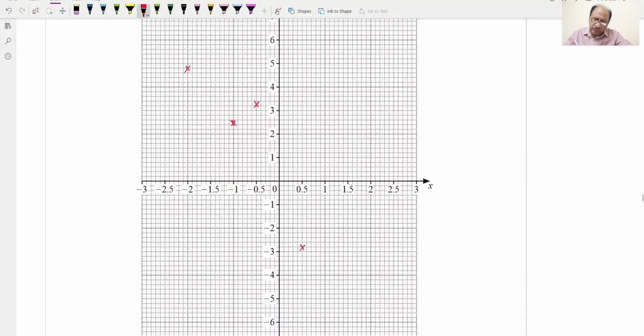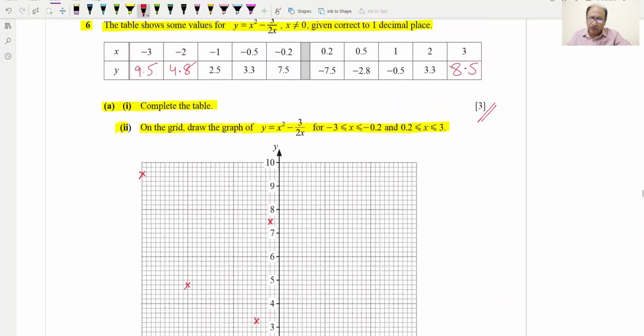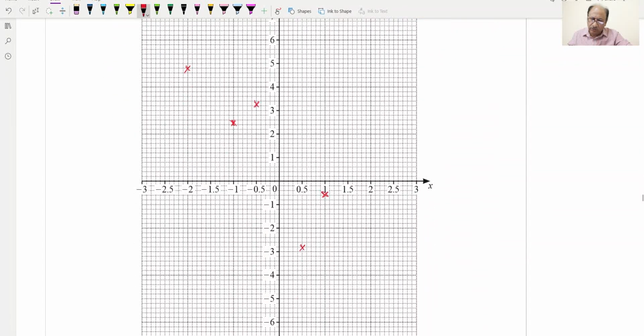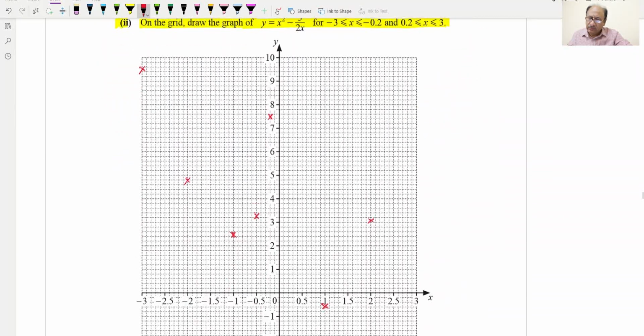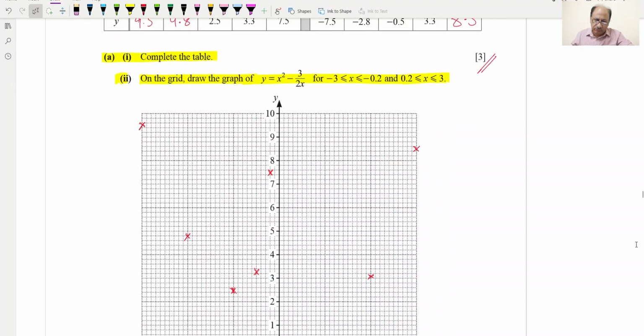1 and minus 0.5 will be almost this position, and then 2 and 3.3. 2 and 3.3 will be this point, and 3 and 8.5. So 3 and 8.5 will be this indication. So we are done with the points which we have indicated.